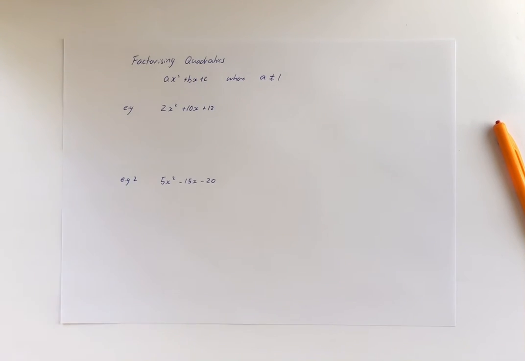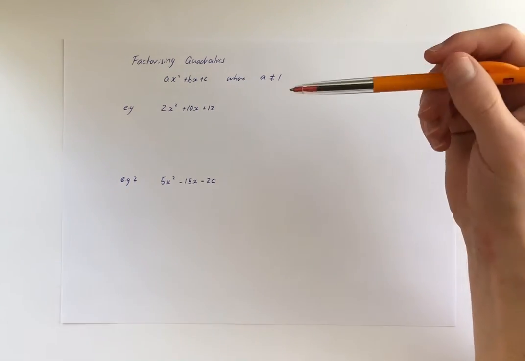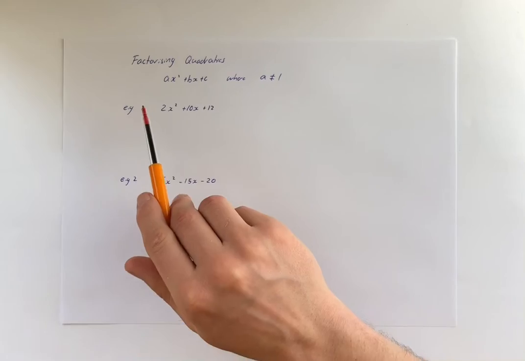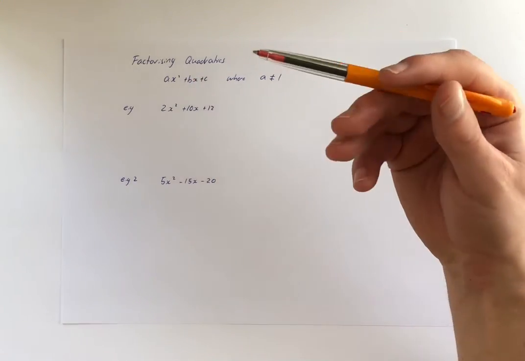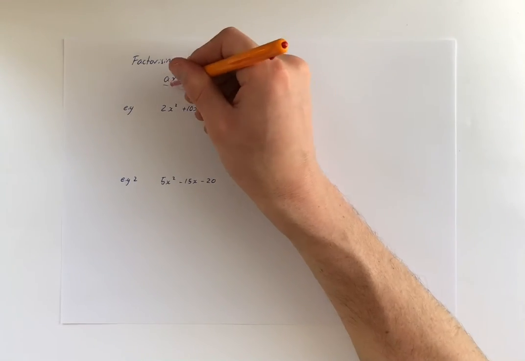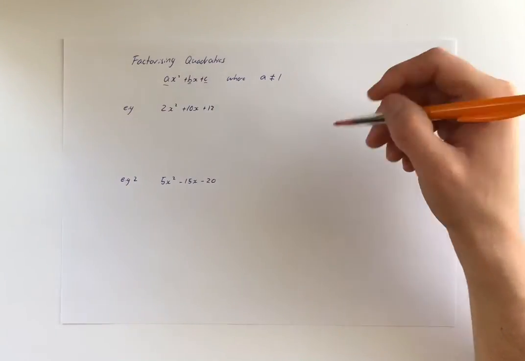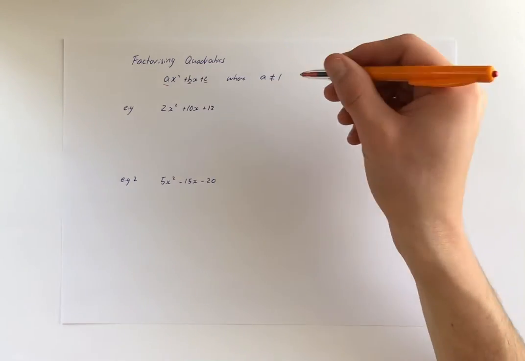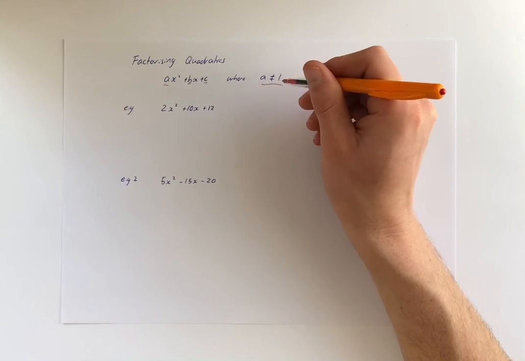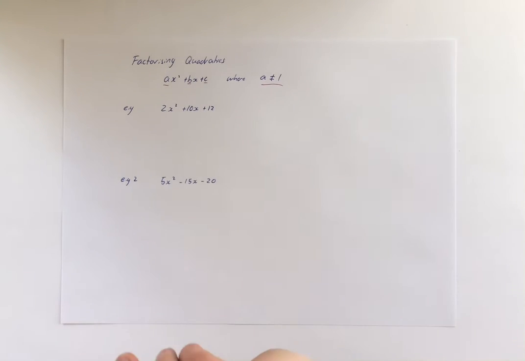Alright, another quadratic that is a bit special to factorise. What we're going to be factorising today is when a quadratic, say in the form ax squared plus bx plus c, where a, b and c are just standing in for numbers, has an a term, the term in front of x squared, that doesn't equal 1. Okay, well, how are we going to do this?